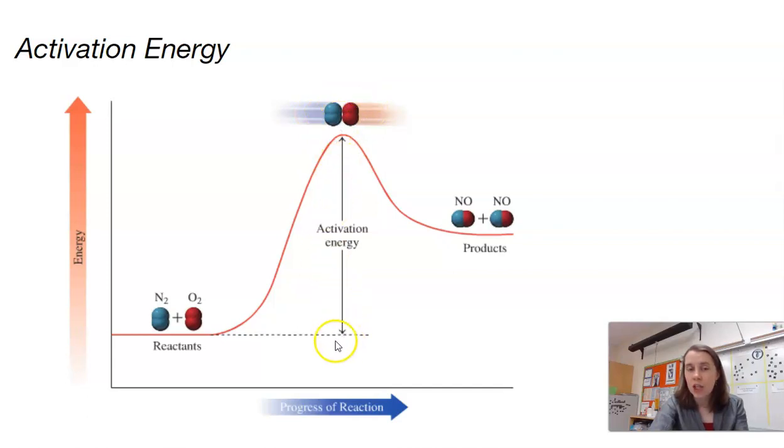So that change from the potential energy of the reactants to the potential energy of this state up here, which we call the transition state, that is the activation energy. And the bigger that hill is, the slower the reaction is going to be, or the harder it's going to be for products to be formed. Okay, so those are our basic principles, and we'll take a look at them in more detail in class.